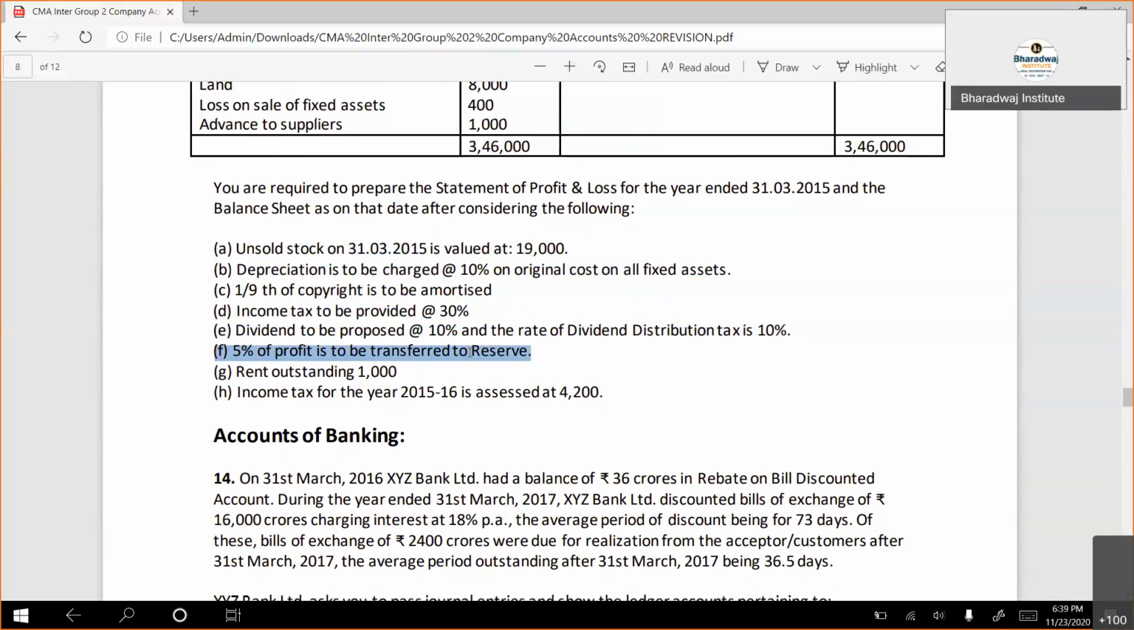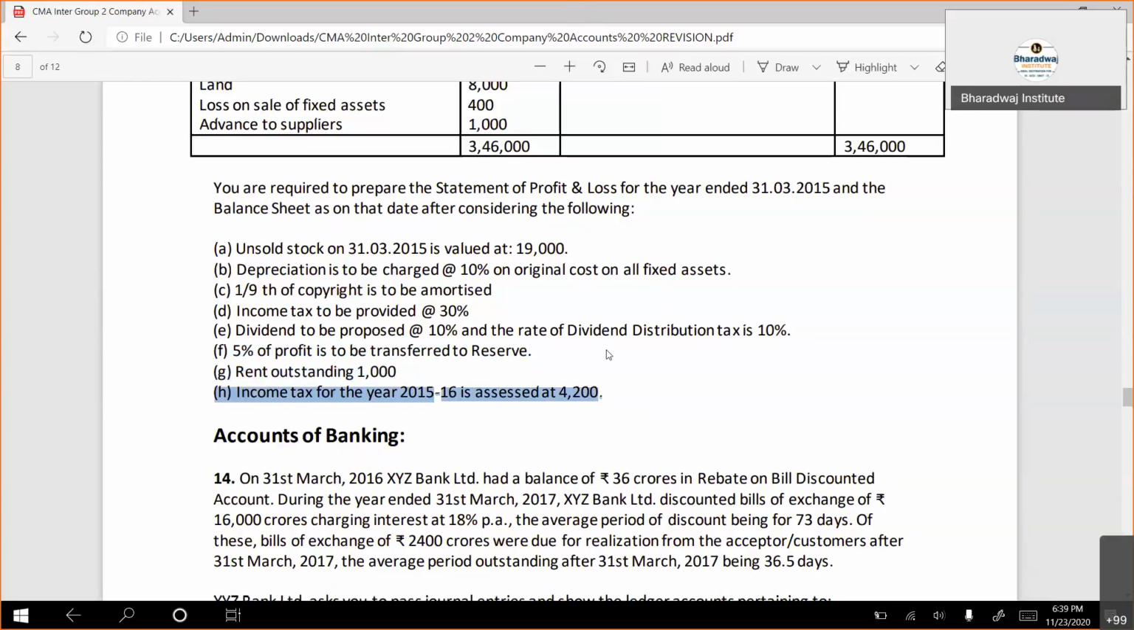They tell you 5% of the profit you transfer to general reserve. If this is not given, how much would you have transferred? Nothing, because up to 10%, nothing needs to be transferred. Rent outstanding will be added with rent.